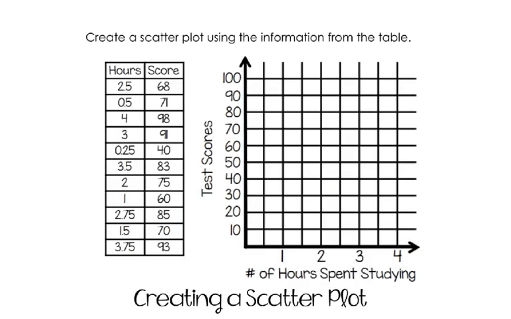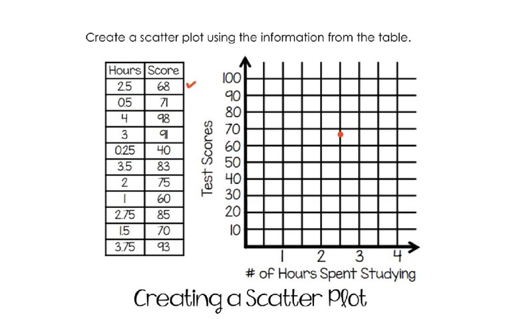All right, so now we're going to focus on creating our first scatter plot. So what we need to do is we need to plot these points on the graph. And remember, when we're talking about a scatter plot, it's an estimate or close to. So we have 2.5 and 68. So 2.5, I would say, is in the middle of 2 and 3. And then I need to go up to 68. So that's going to be relatively close to 70, but not quite there. So I'm going to put a coordinate there.